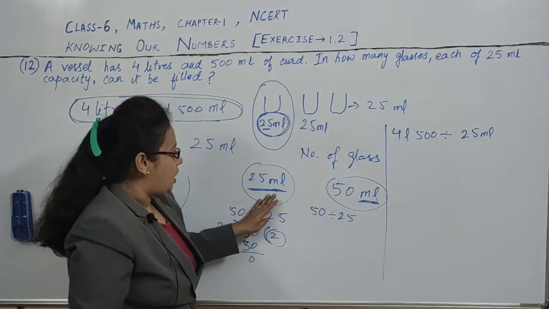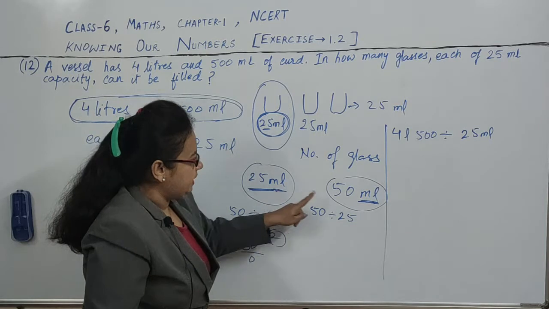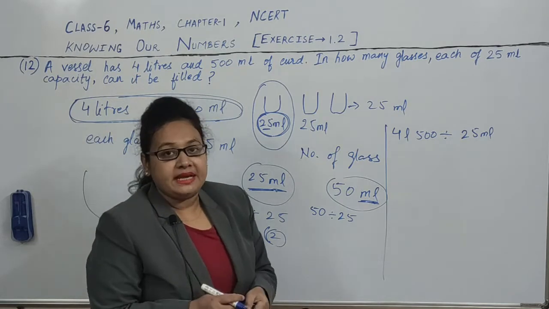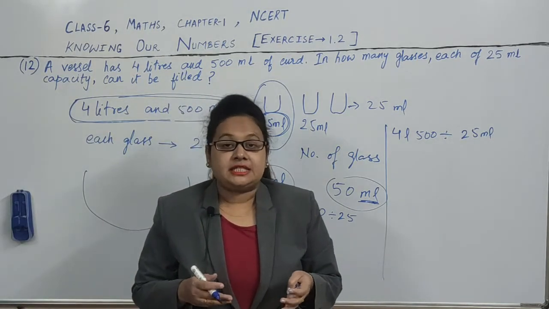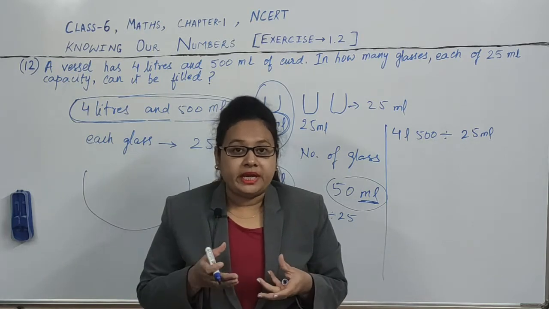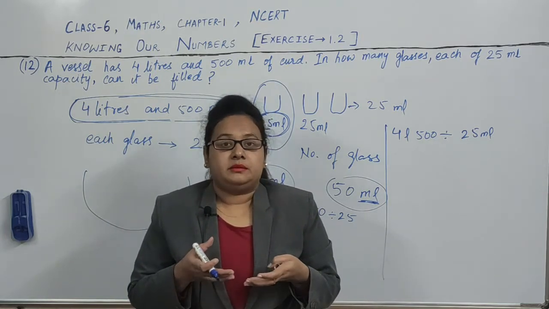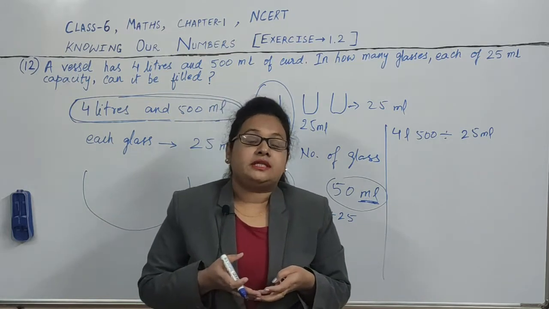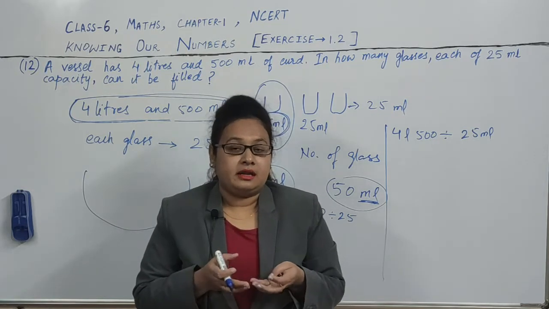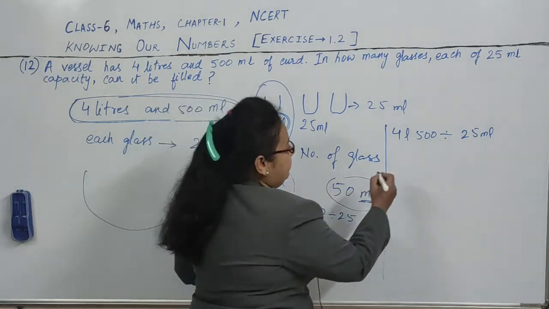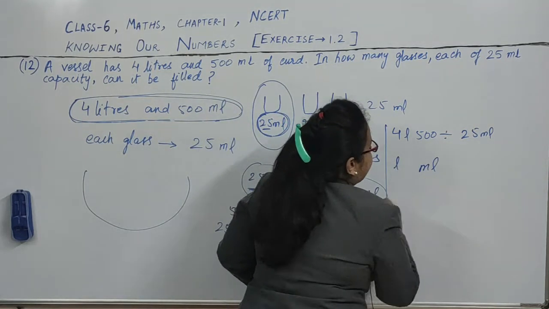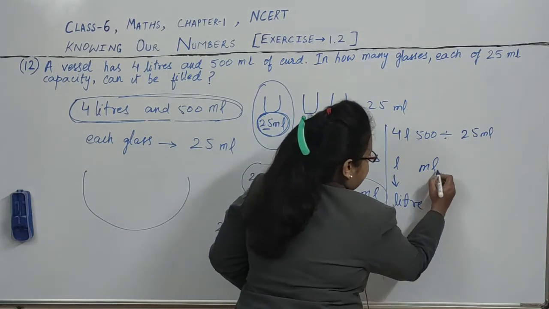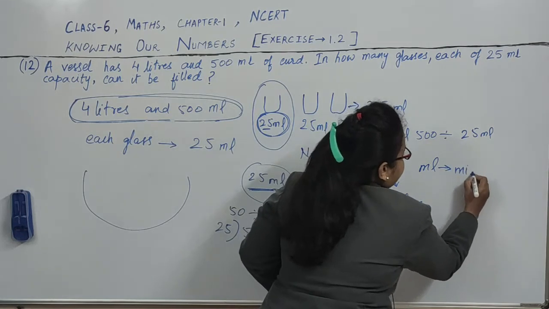See, here we divided because both are measured in milliliters. Liters and milliliters are the units to measure the capacity of a container or a vessel or a utensil, the capacity to contain, not carry, contain, that is, how much liquid a container or a vessel can contain. That capacity is measured in liter and milliliter. Liter, in short we write l, and this ml is actually milliliter.